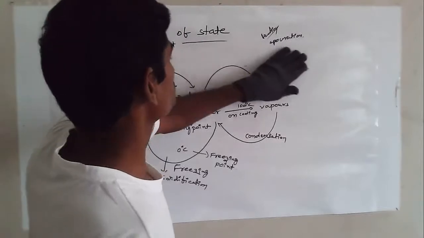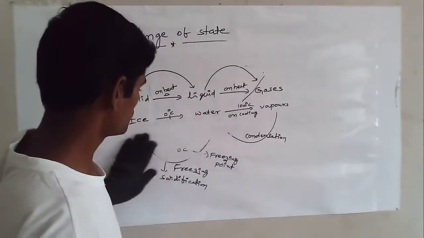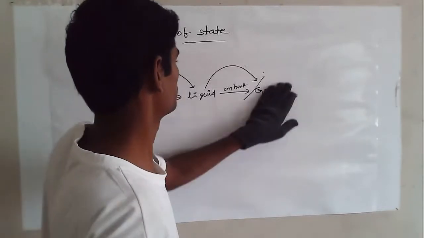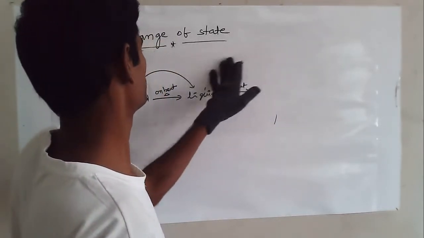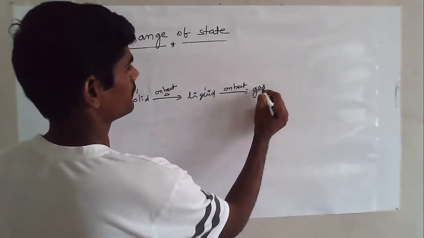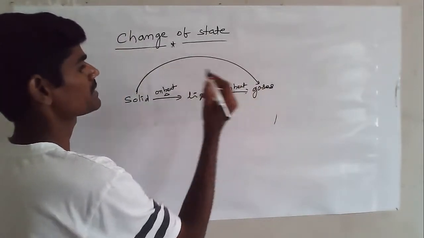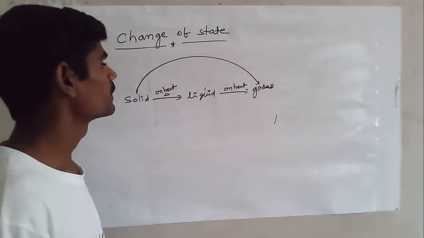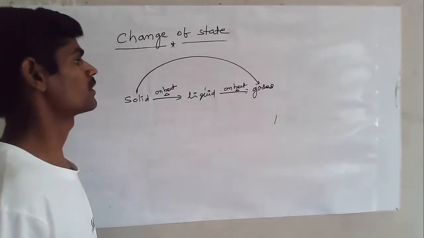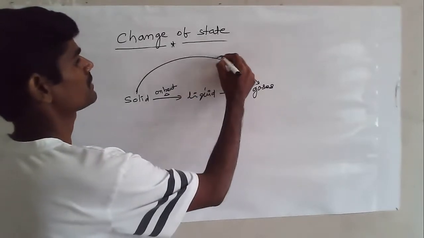The conversion of solid state directly into gaseous state is called sublimation. A solid substance which is directly converted into gaseous state without involvement of the liquid state. When we heat continuously, a solid substance directly converts into gaseous state. This conversion process is called sublimation.